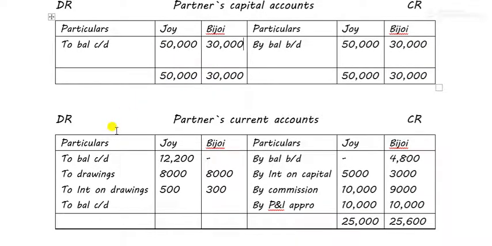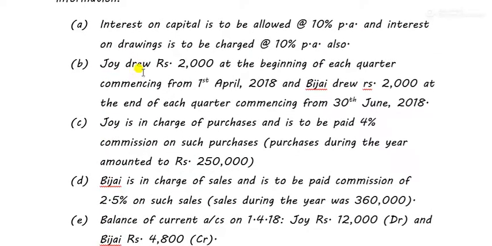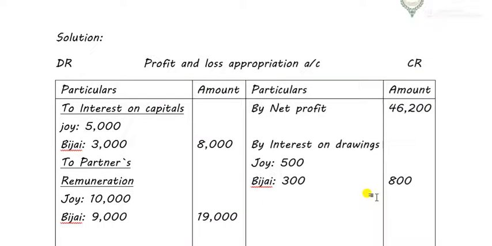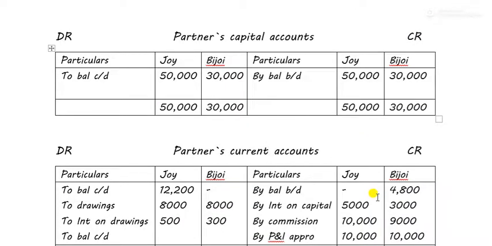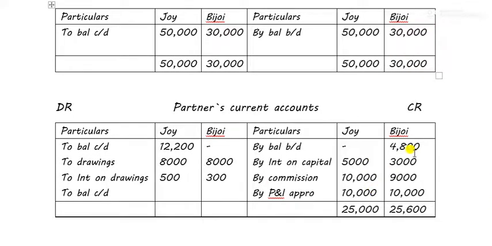Next, when we create partner's current account, if you look carefully over here, Bijoy had 4,800 on credit. Joy had 12,000 on debit. So 4,800 credit over here, and Joy 12,000 debit. Okay.